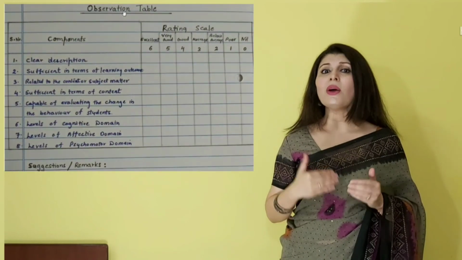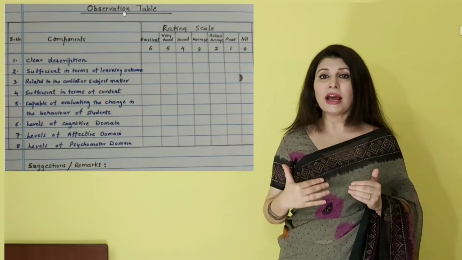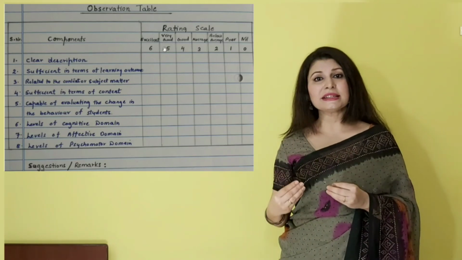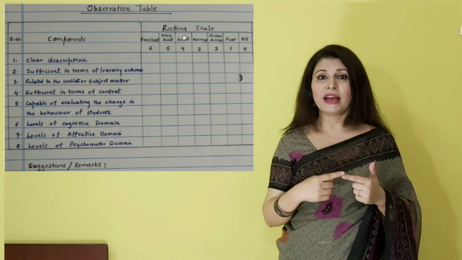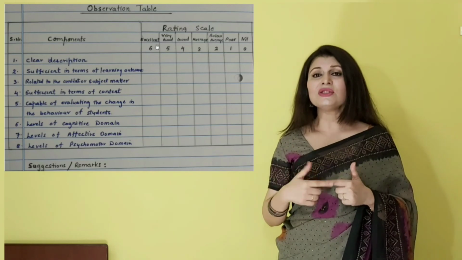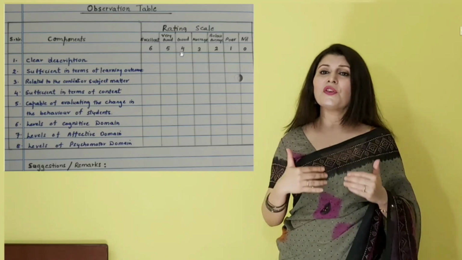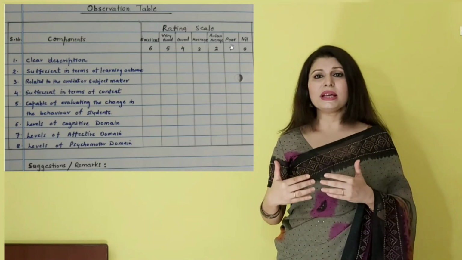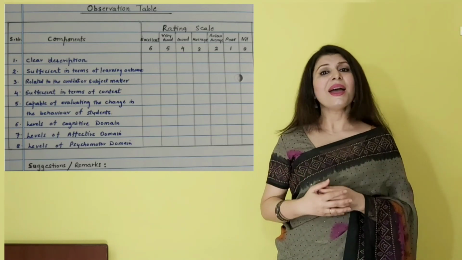In your micro lesson plan, you will make observation table on the separate punch sheet, where you will have to write the components of the skill along with the rating scale like this, where 6 would be excellent, 5 very good, 4 good, 3 average, 2 below average, 1 poor and 0 nil. I hope you have understood the concept well, and now when you have to write specific objectives, you will be able to write them easily.